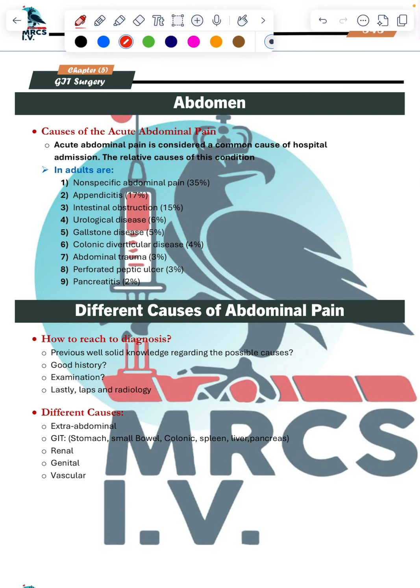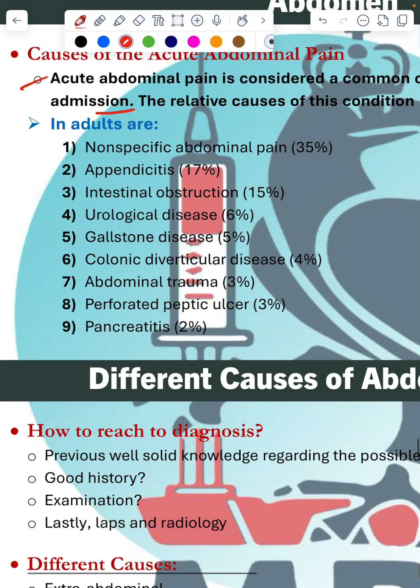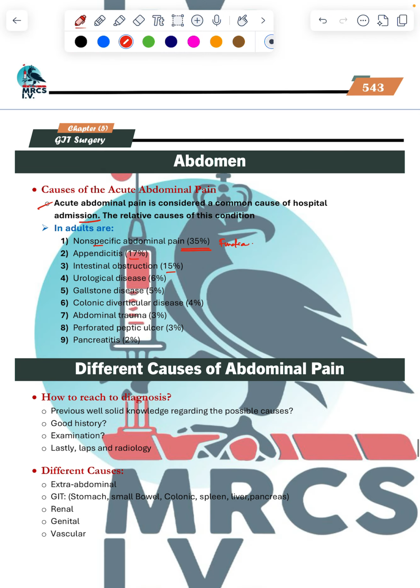Abdominal pain is considered a common cause of hospital admission. The very common cause of abdominal pain in adults is non-specific: 35% of the pain is non-specific. There is no specific cause. This is called functional pain. There may be some other reason, non-functional, non-specific pain. This is the highest. Then appendicitis is the second most common, intestinal obstruction is third most common. Then urology, gallstone, colonic, abdominal trauma, and all others.